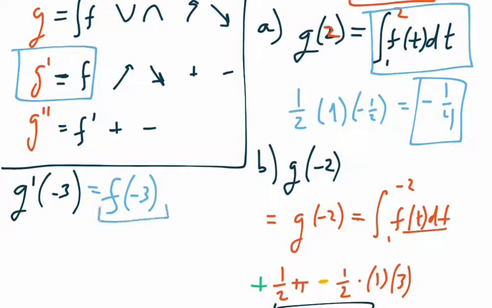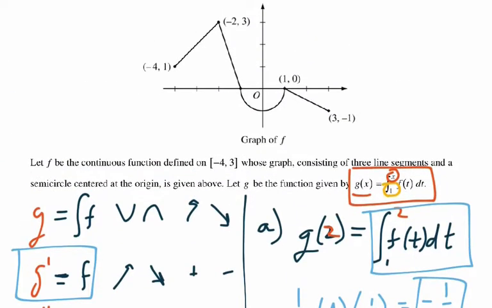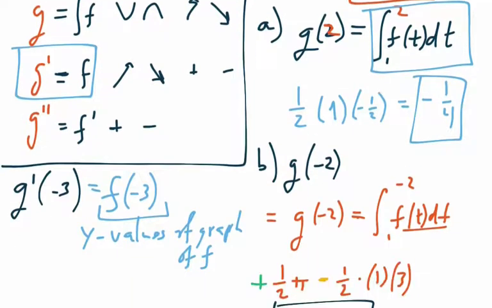And what is f? It is the y values of the graph of f. So we look at the graph of f, here it is, and I look at negative 3, that's my x value, and so right there, f of negative 3 is the y value here, and that y value is 2, because it is halfway in between 1 and 3.